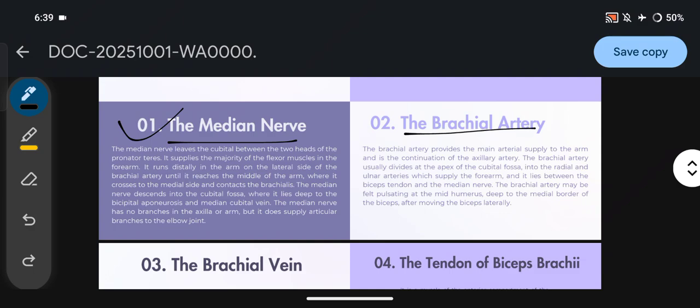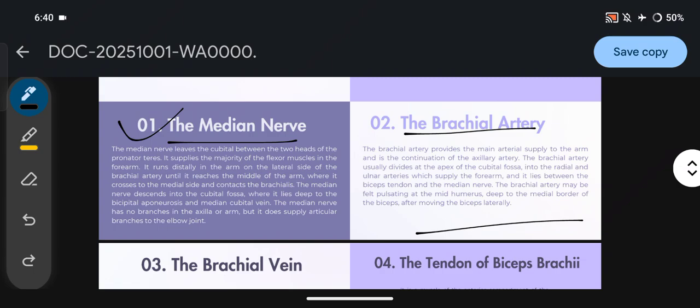Then the second one, that is the brachial artery. The brachial artery provides the main arterial supply to the arm and is the continuation of the axillary artery. It usually divides at the apex of the cubital fossa into the radial and ulnar arteries, which supply the forearm, and it lies between the biceps tendon and the median nerve. The brachial artery may be felt pulsating at the mid-humerus, deep to the medial border of the biceps after moving the biceps laterally. So what is the brachial artery?